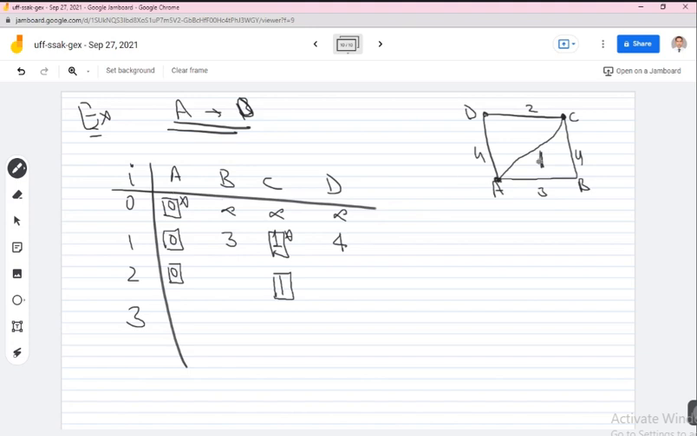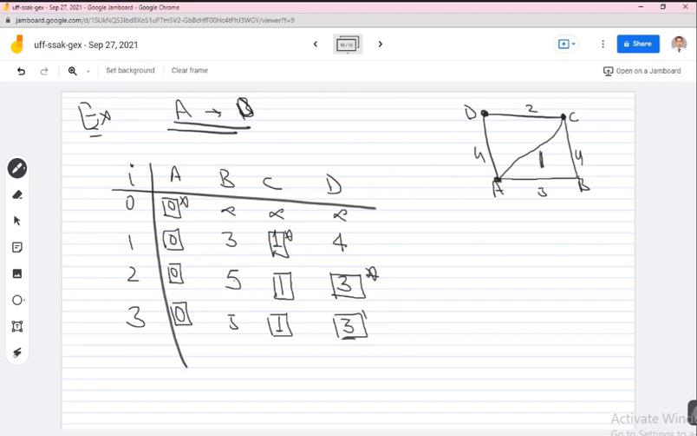If I go through C to B, what will the value be? 1 plus 4 is 5. So B will be 5. And from here D will be 3. What is the minimum of these two? 3. So I will take the permanent level of this. So from this I reached D. Got it? From A to D I have reached.